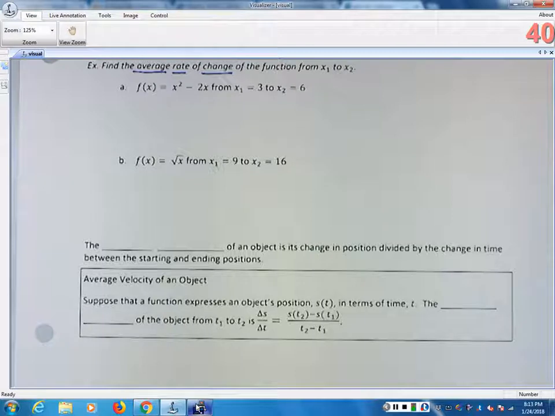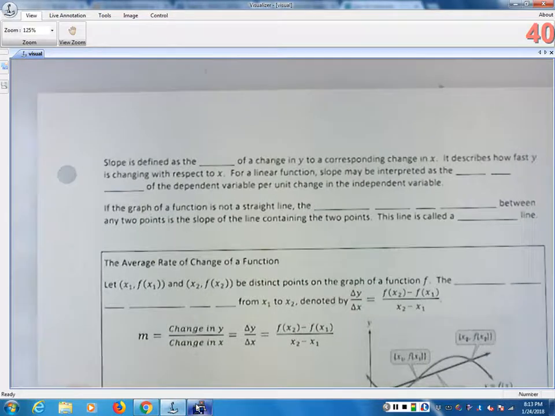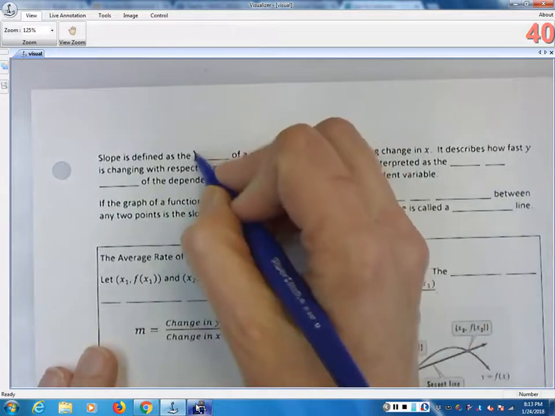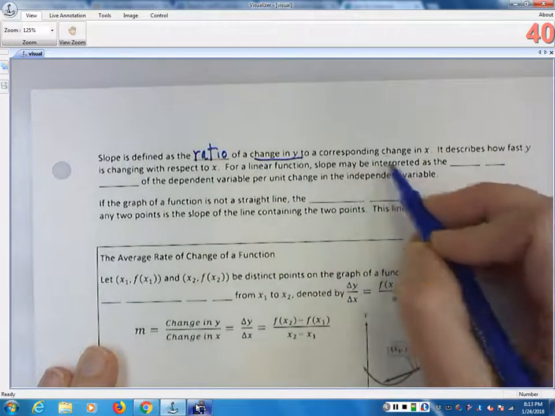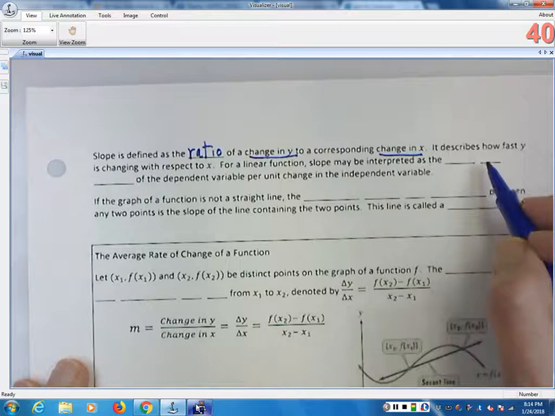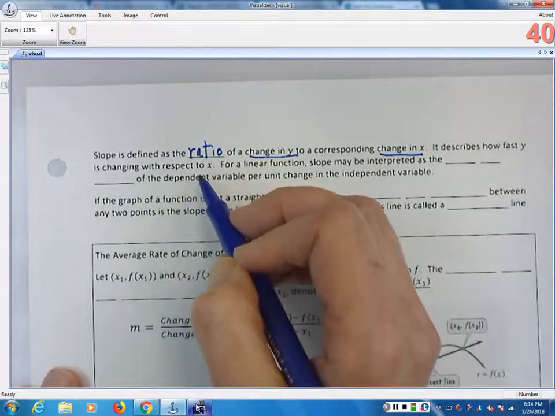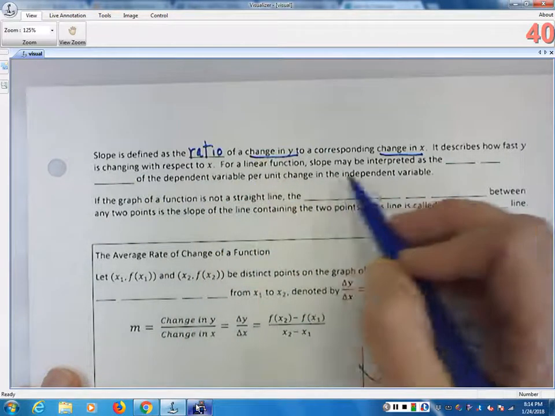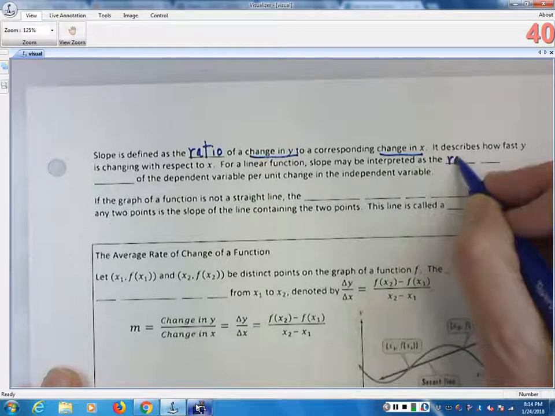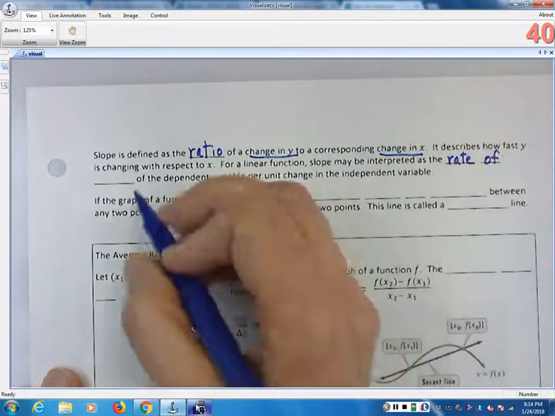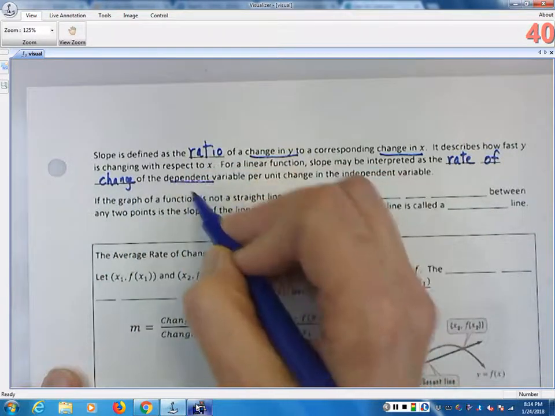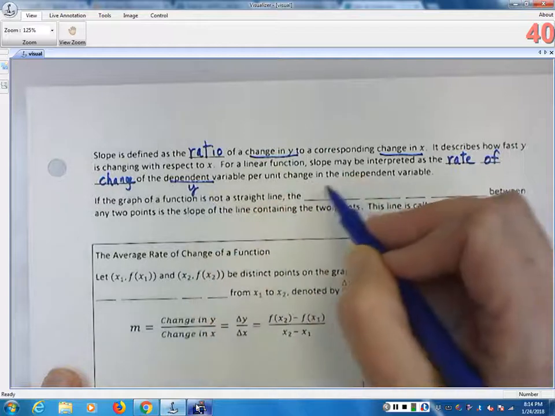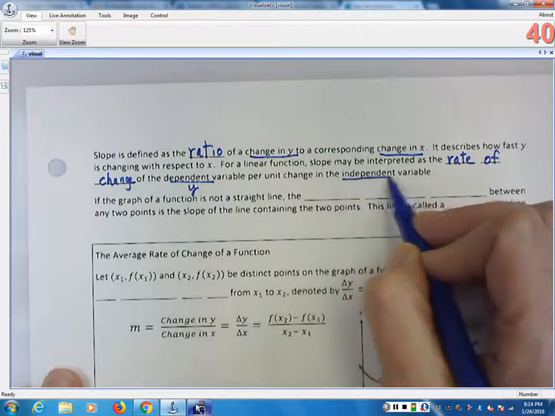So, we're almost done. Slope is defined as the ratio of a change in y to a corresponding change in x. It describes how fast y is changing with respect to x. For a linear function, slope may be interpreted as the rate of change of the dependent variable, that's y, per unit change in the independent variable, that's x.